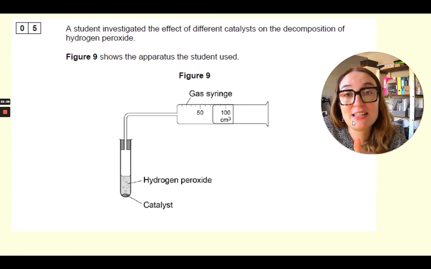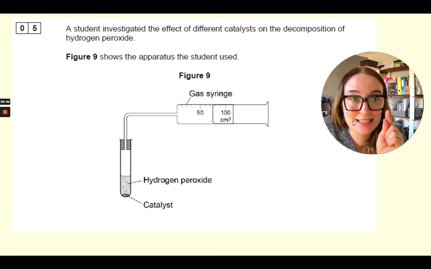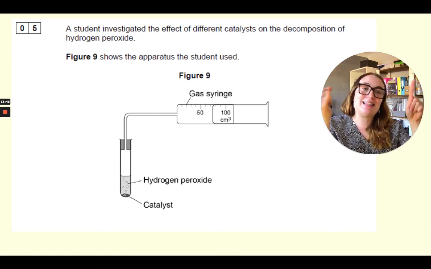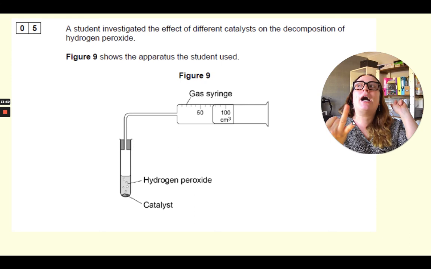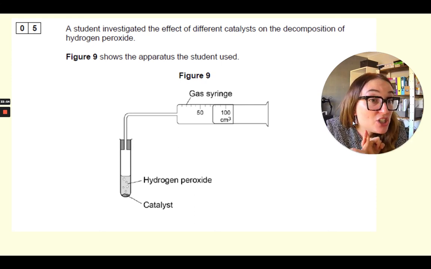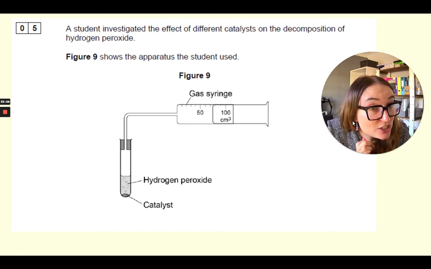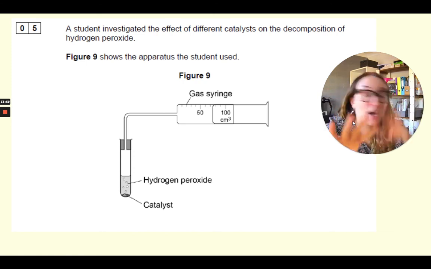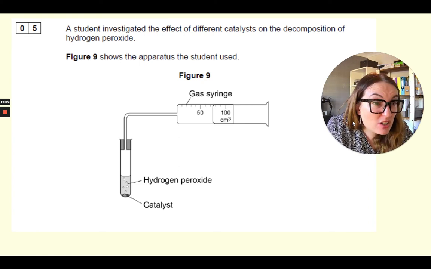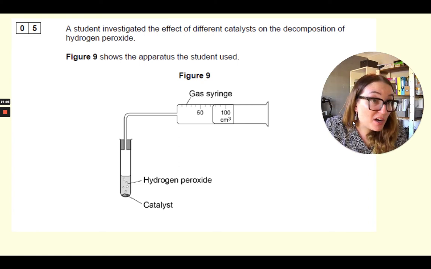So a student investigated the effect of different catalysts on decomposition of hydrogen peroxide. Right, catalysts. What do we know about catalysts? Well, we know that catalysts increase the rate of reaction by increasing the number of particles at and above the activation energy because they lower the activation energy. So I've got that in my head. I might even write that on the question just to help me remember. Decomposition of hydrogen peroxide is just a reaction of hydrogen peroxide where it gets broken down. Not important for the question.